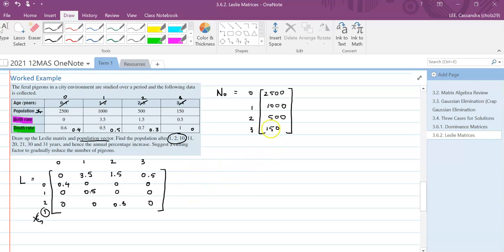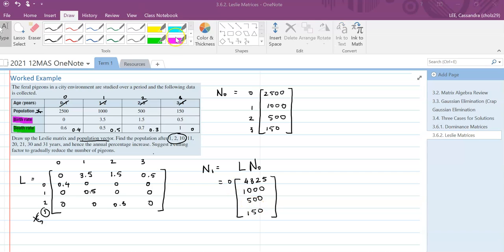So this is our initial population matrix. To find our population after 1 year, that is going to be equal to our Leslie matrix multiplied by our initial population matrix. I'm not going to write this all out, but I'll pop it in the calculator and pop the answer up now. So when I multiply my initial population by my Leslie matrix, which remember includes our fecundity rates and our survival rates, this is what we end up with.